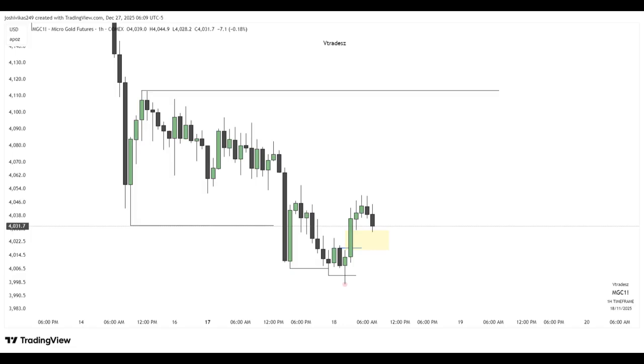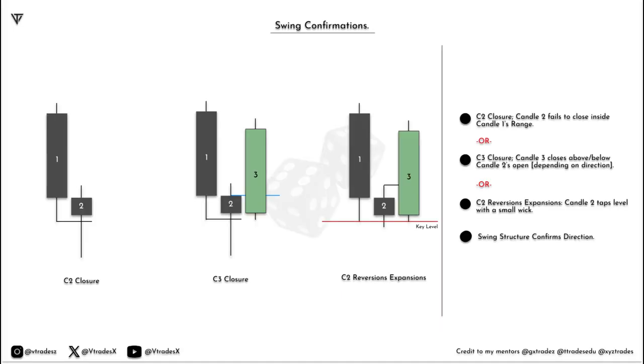Now here's where most traders mess up. They see price hit a level and they just jump in. We don't do that. Once price hits a key level, I want confirmation. I want the market to show me what it wants to do. The confirmations I look for are simple. Candle 2 failing to close inside candle 1. Candle 3 closing beyond candle 2's open. Or candle 2 tapping the level with just a small wick. These candles are telling a story. They're telling you whether price is being accepted or rejected.